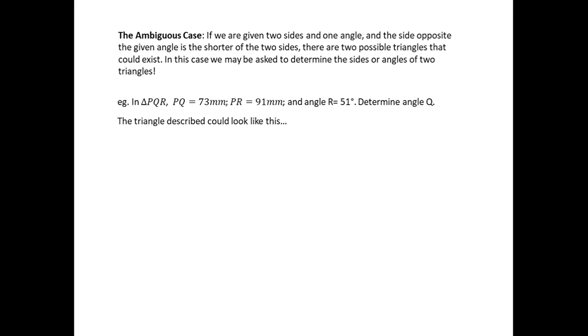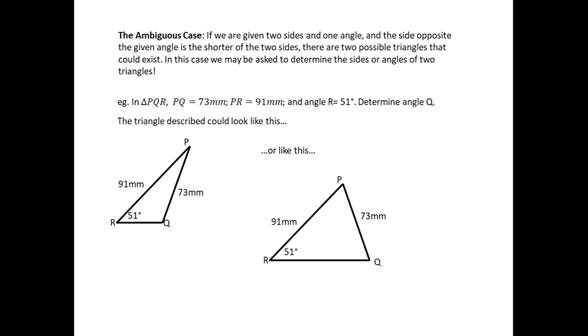The first one looks like this. Or we could have a triangle that looks like that. Both of them have exactly the same dimensions as described in the question, but they are different triangles. So that means we will get two possible answers for Q. I said for Q. Don't be naughty.